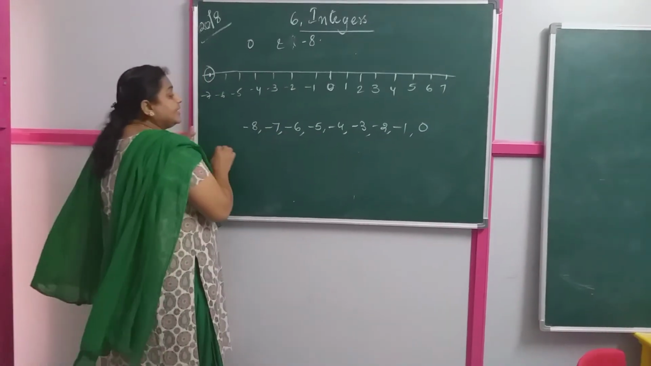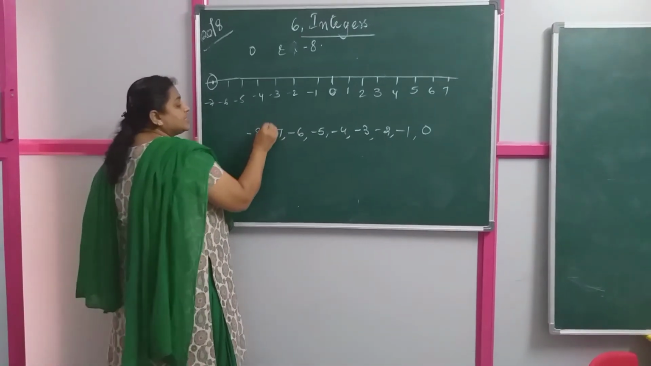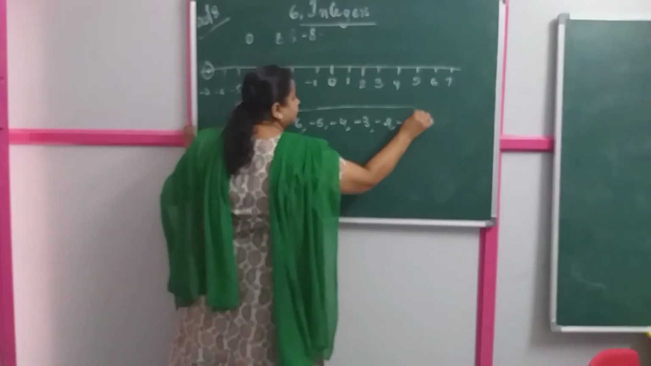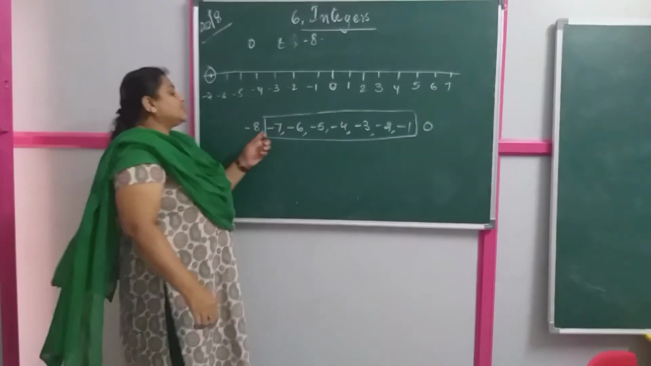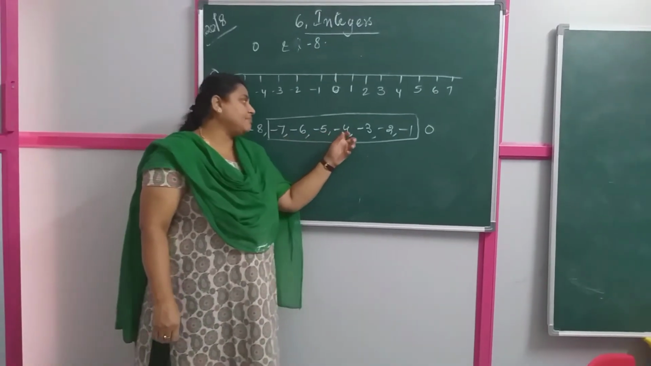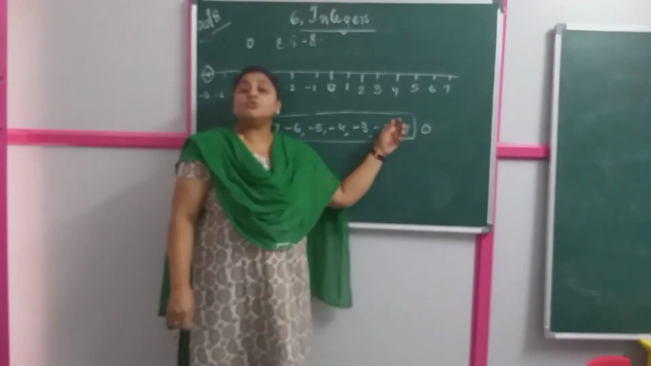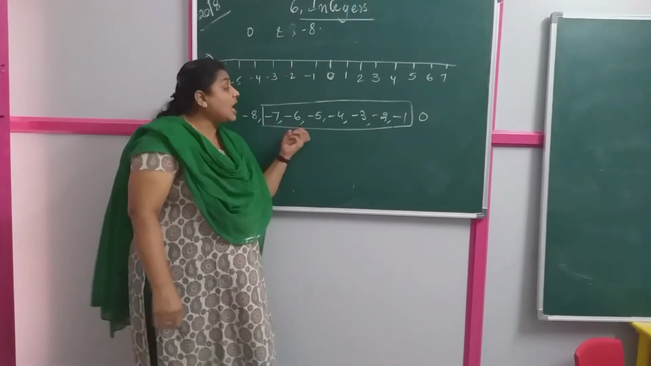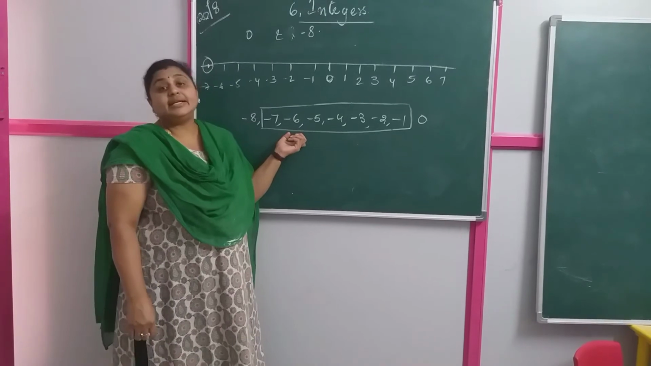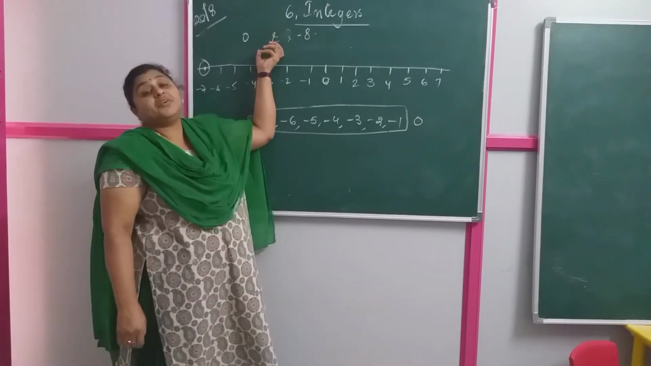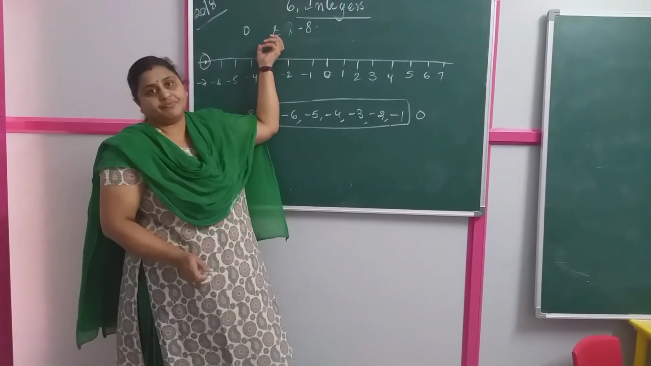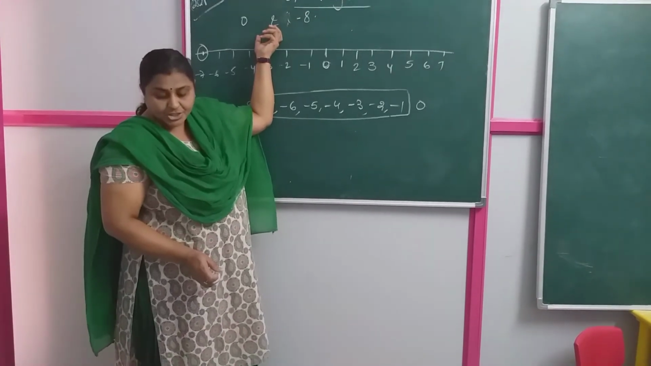Now what are the integers that are between 0 and minus 8? Minus 7, minus 6, minus 5, minus 4, minus 3, minus 2, minus 1. This is how you will list out the integers between any two given integers. Got it, children? Hope you understood.